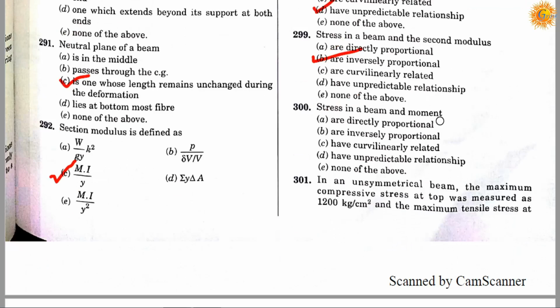Question number 300. Stress in a beam and moment: option A, are directly proportional; option B, are inversely proportional; option C, have a curvy linear relationship; option D, have an unpredictable relationship; option E, none of the above. Correct answer is A, are directly proportional.